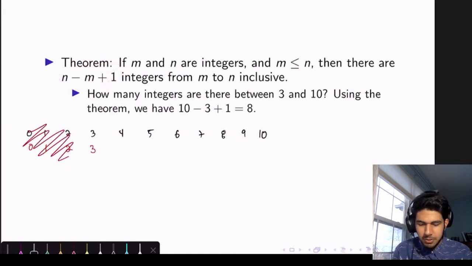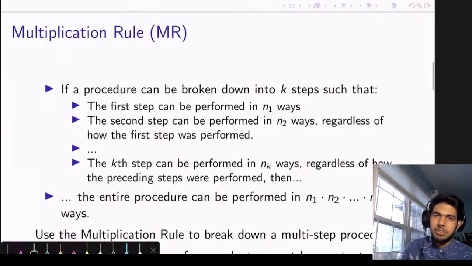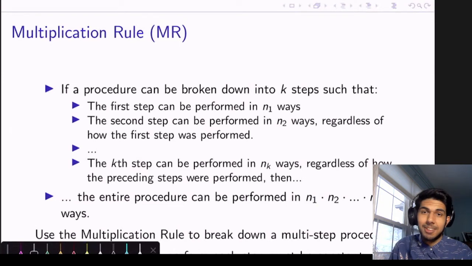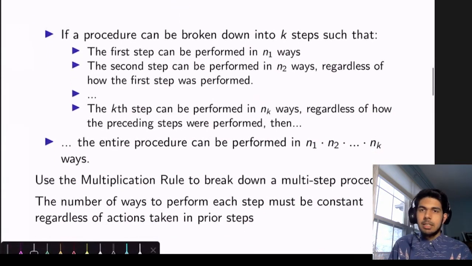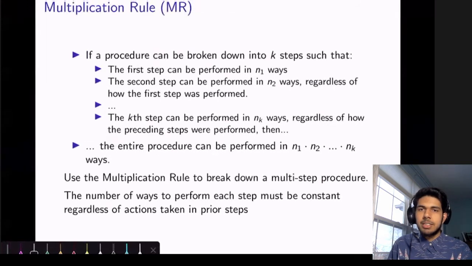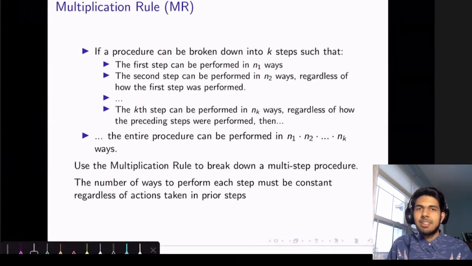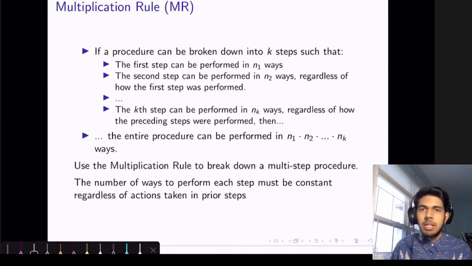Cool. Let's move on. So now we'll talk about the multiplication rule, abbreviated MR. So if I say MR, it's multiplication rule. And typically when we do counting, we try to utilize counting in different ways. So sometimes we're given a procedure, and it can be a really complex procedure. But if we can break it down into steps and use the multiplication rule, it turns out to be a really simple process. So let's say we have a procedure that can be broken down into k steps.